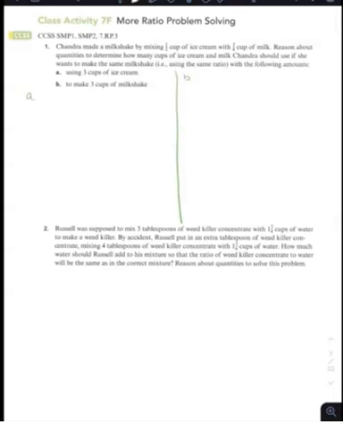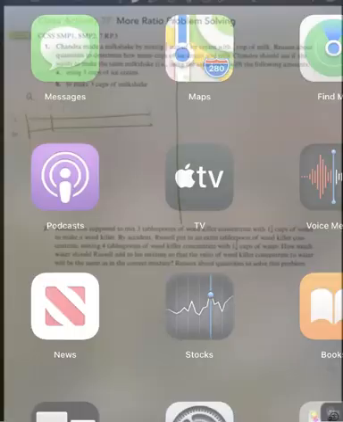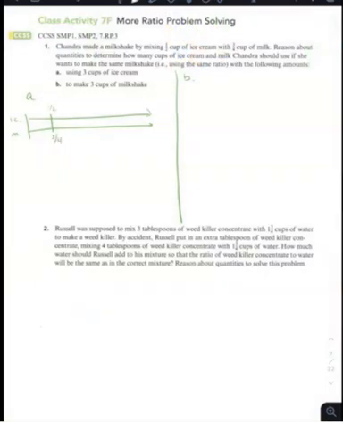This is A, and this is B. So first of all, take a look and see if you can solve this problem on your own. Now, she is mixing half a cup of ice cream with 3/4 cup of milk. So I can use a double number line. Ice cream, milk. So half a cup of ice cream, 3/4 cups of milk.